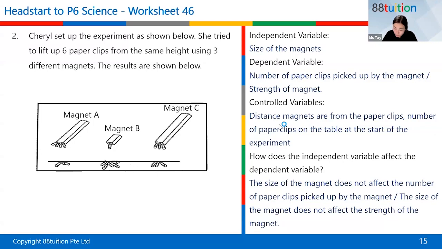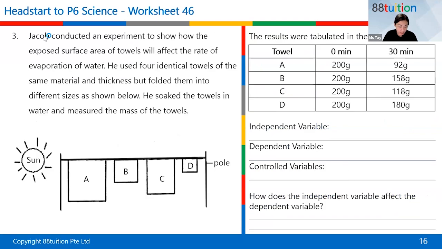Okay, so control variable, distance, all this I have mentioned just now. Then we talk about the arrangement of the paper clips. The number of paper clips must be the same. The arrangement must be the same. Are we good? How does the independent variable affect the dependent variable? So the independent variable is the changed variable, the size of the magnet. Will there be any effect? It does not affect at all. We have seen that the size of the magnet does not affect the strength of the magnet. So that is one way of answering. Go to the next one.